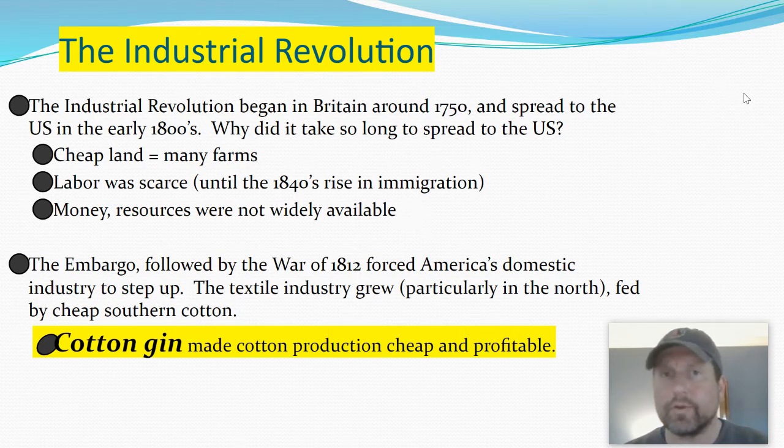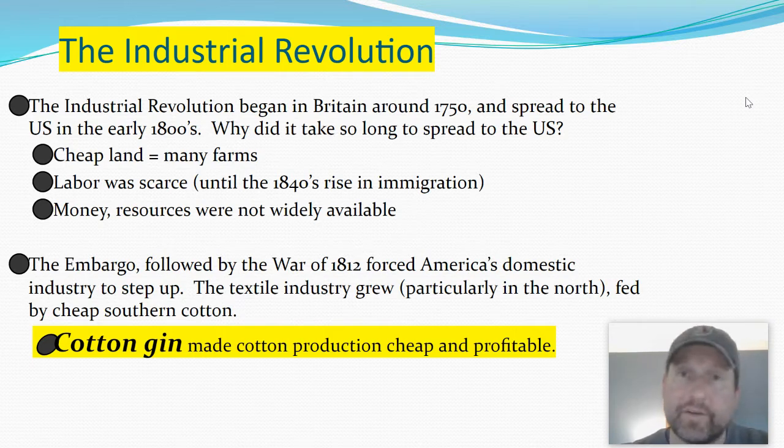The Industrial Revolution was assisted, if you will, by Thomas Jefferson's embargo, where there was an early kind of manufactured dependence on American manufacturing. And by far and away, the most notable early invention or change in technology was the cotton gin.